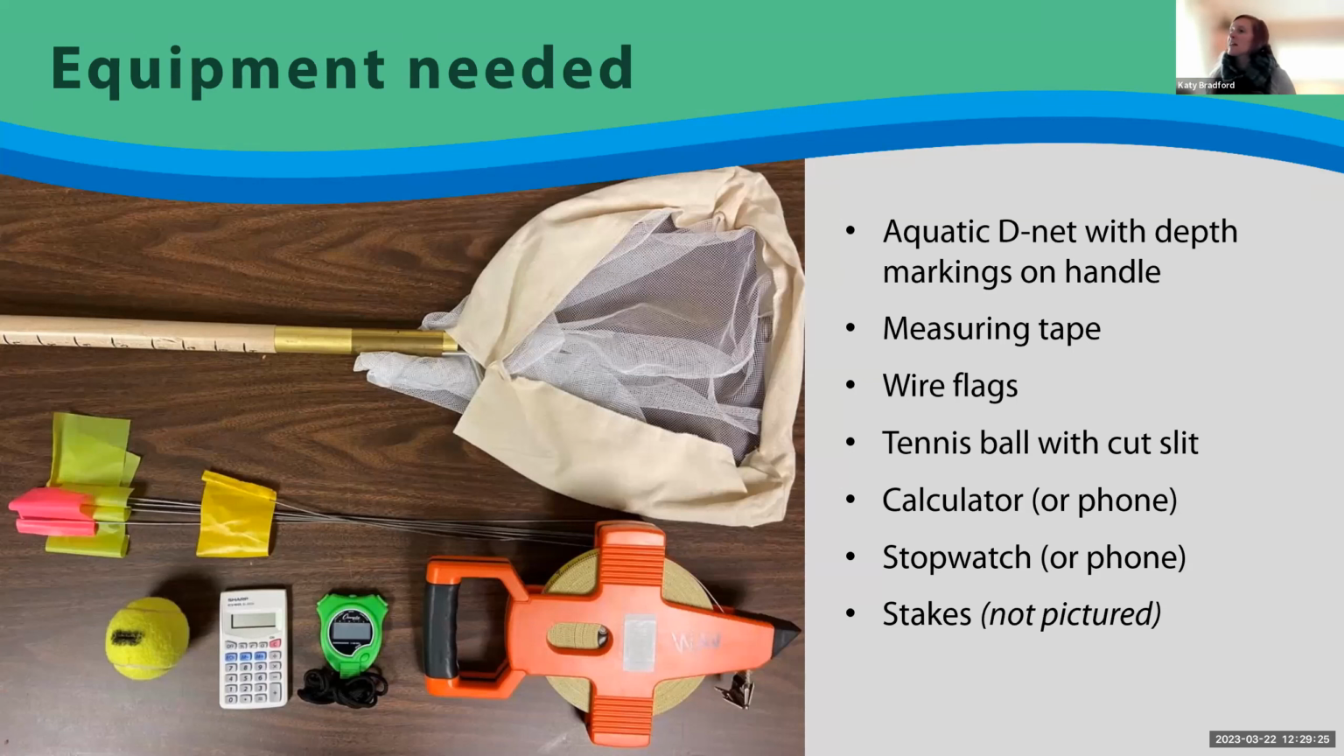So we have a measuring tape, wire flags to mark sections and lengths. We use a simple tennis ball and we cut a slit in the top of it, and I'll explain why in a sec. Then we provide a calculator, a stopwatch, which for those who have phones and are comfortable taking them in the water, they can use those, and then also stakes.